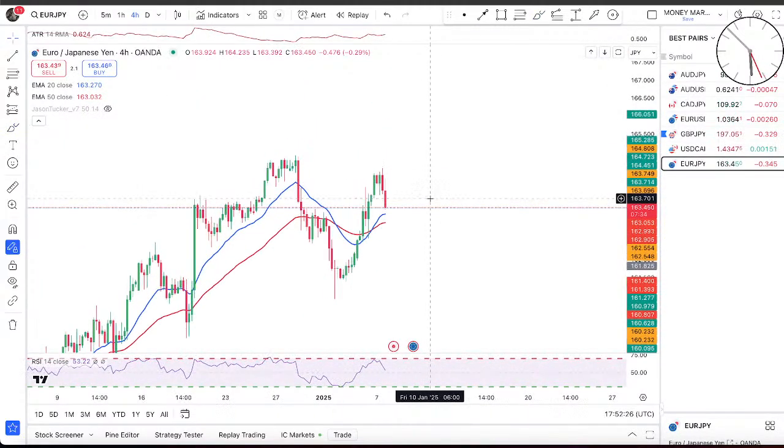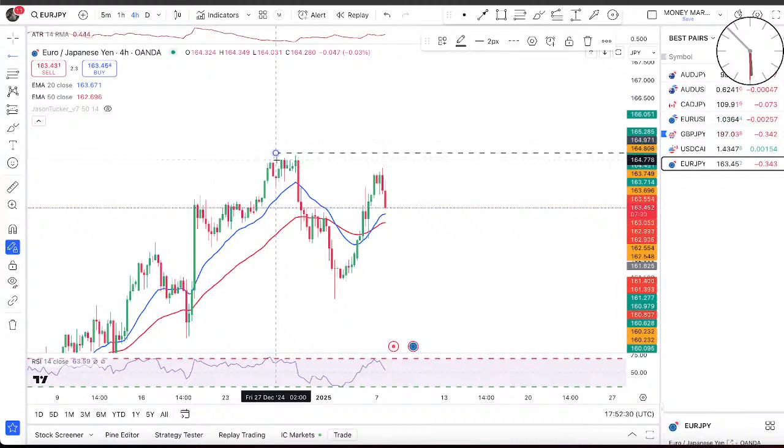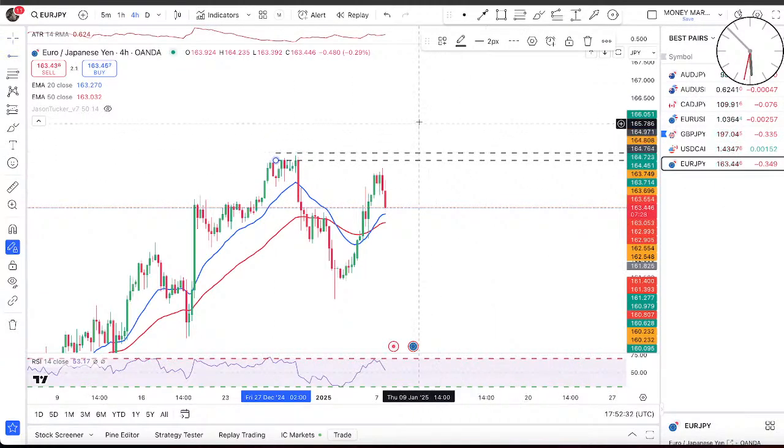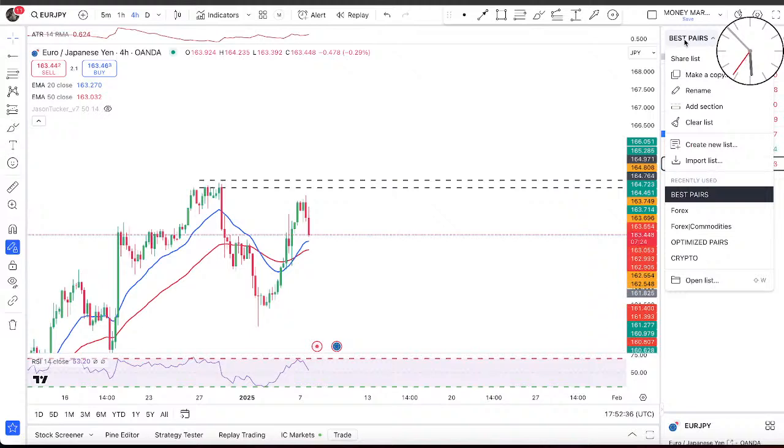Euro Japanese yen, unless the price breaks above these highs, I'm not taking any trades. So not taking a trade is better than placing a wrong trade and getting stuck. So make sure to enter with a good setup.